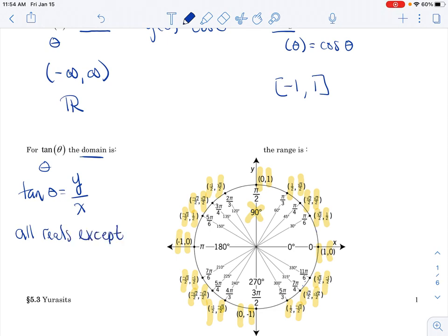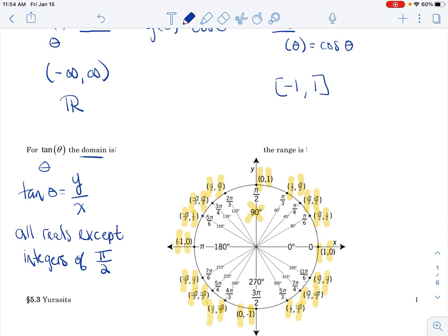except integers of pi over 2. Or you could put it in terms of degrees, but I'm really trying to get you used to using radians. Now I just said integers, and I want to refresh your memory.